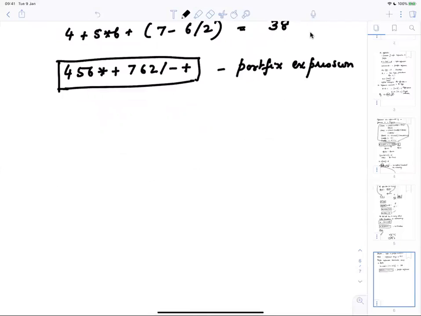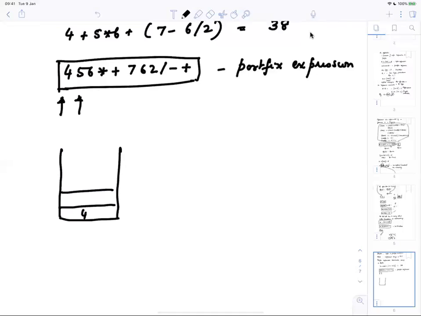I start from left. I see operand. Notice that this is going to be slightly different from the infix to postfix conversion, where what we did was we stacked the operators. Here we're going to stack the operands. So what do we do? As long as I see an operand, I will push it on top of the stack. Then I see an operator in the input. Okay, so all these three elements get stacked.